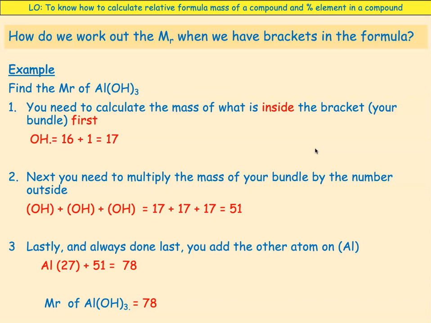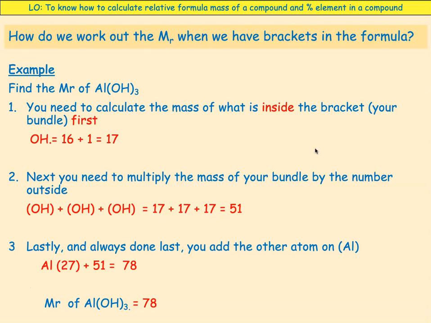Next, you multiply that 17 by whatever number is outside the bracket. In this case, it's 3. So we're going to add 3 OHs. That's 17 plus 17 plus 17, or 17 times 3. And that gives us 51.